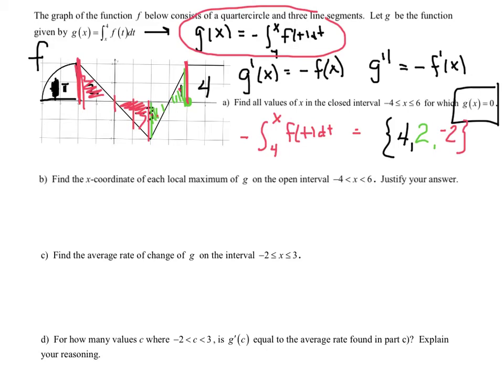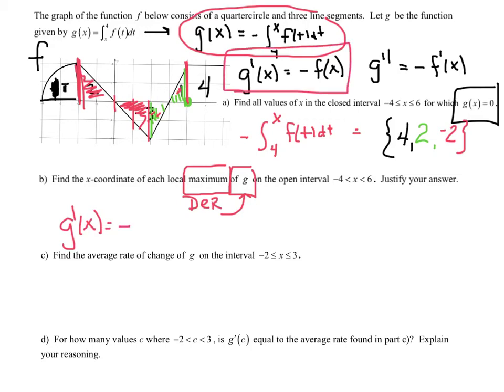Part B, find the x-coordinate of each local maximum of g on the open interval. Justify your answer. All right, we're ready to find that key calculus word. To me, the word that sticks out is the word maximum. Again, every time I see min, max, increasing, and decreasing, I am taking a derivative. Now again, you don't have to guess. It tells you, take the derivative of g. Now if we were smart, we've already done that. G prime of x is equal to, look at your cheat sheet, negative f of x. And if you're a max or a min, you are equal to 0.